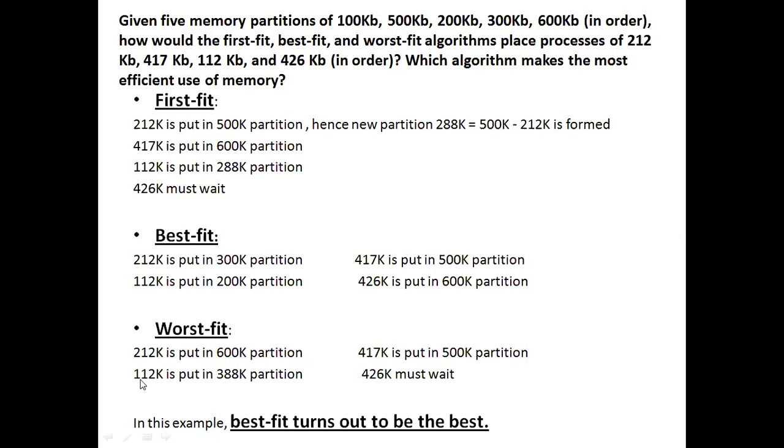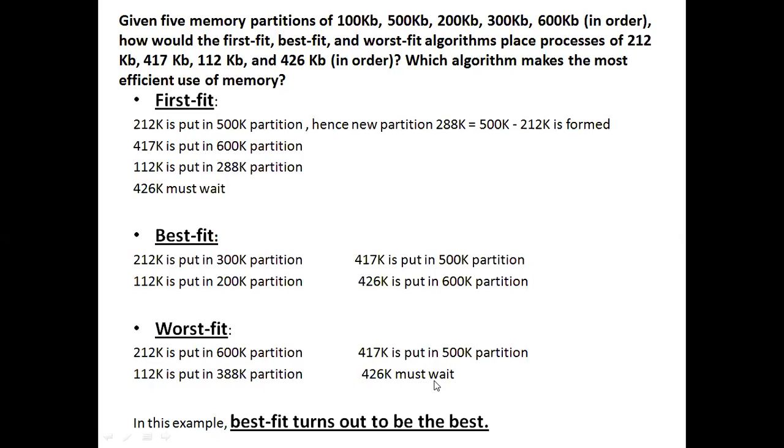Then 112 comes in. So it will look for the biggest hole. Can it be placed in 500? Sorry, 500 is already used. Can it be placed in 200? Yes, it can be placed in 200 kilobytes, but it will look for a larger hole. So which is the larger hole? If you remember, the first one, 212, was placed in 600. And what is the remainder? It is basically 388, which is bigger than 300 and 200. So 112 goes and is put in 388. When the last process comes in, it must wait.